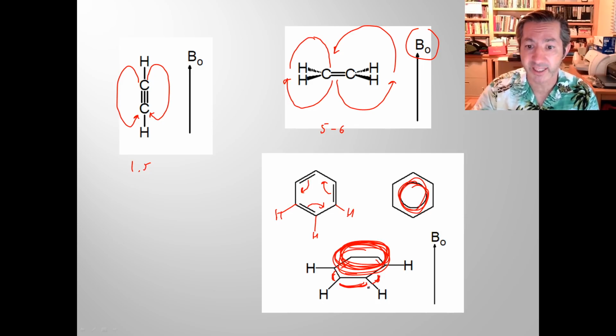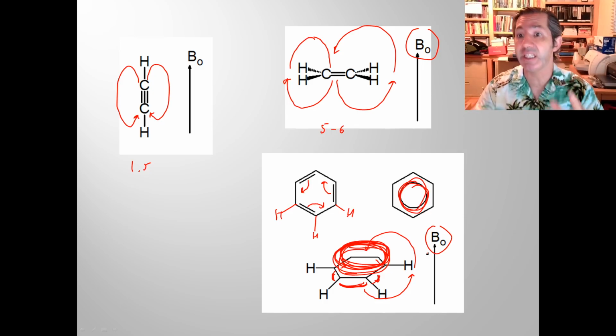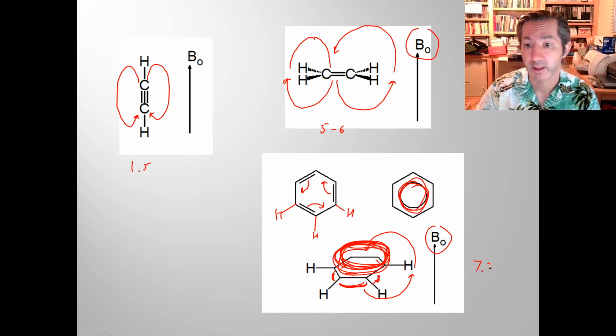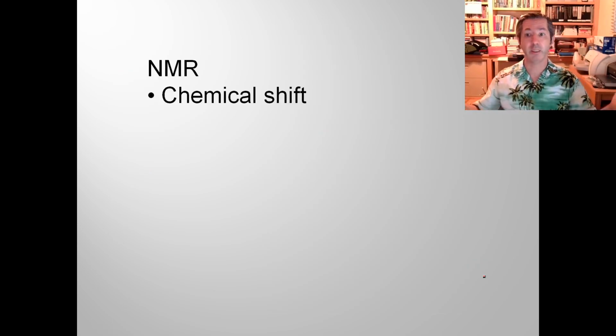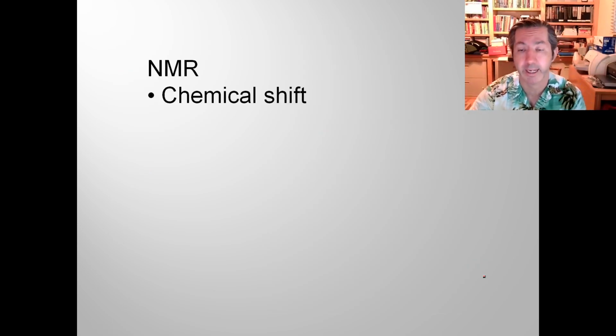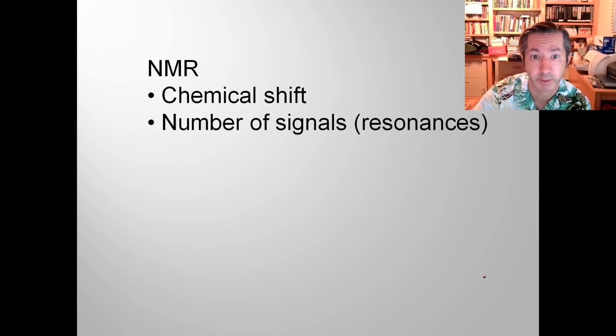So we have this donut of electrons. They set up their own magnetic field, which really helps to reinforce the applied magnetic field. That causes a de-shielding effect. That causes things like benzene to show up around 7.2 parts per million. So there's different things that will cause shielding and de-shielding. And so chemical shift is what we're looking at here, and that's one of the pieces of information we get from NMR spectroscopy.